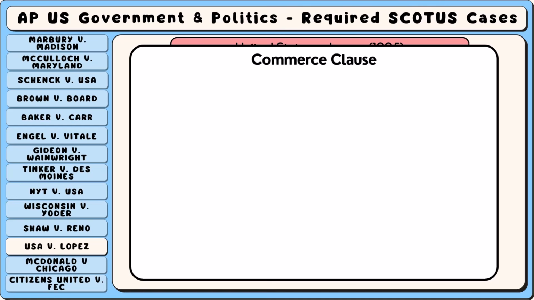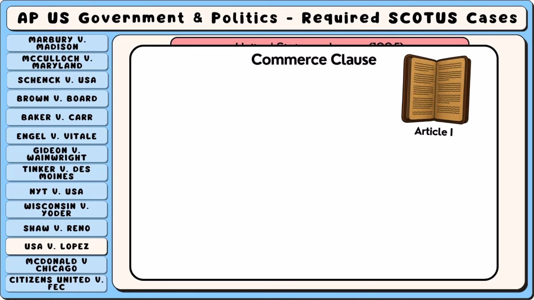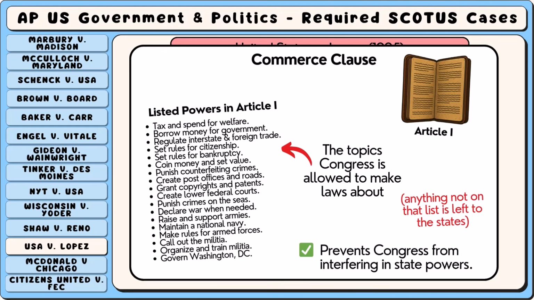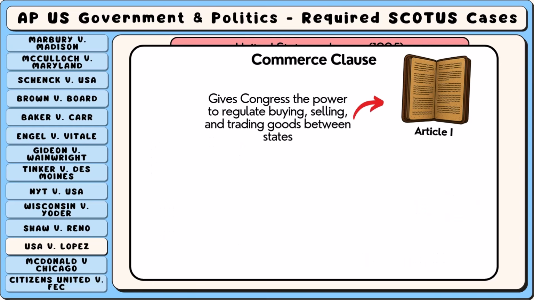Before we look at the facts, we need to understand the Commerce Clause from Article 1 of the Constitution. Article 1 lists the topics Congress is allowed to make laws about, and anything not on that list is left to the states. This is an essential principle of federalism and prevents Congress from interfering in state powers. One power that Congress has under Article 1 is the power to regulate buying, selling, and trading goods between states. This part of the Constitution is called the Commerce Clause.